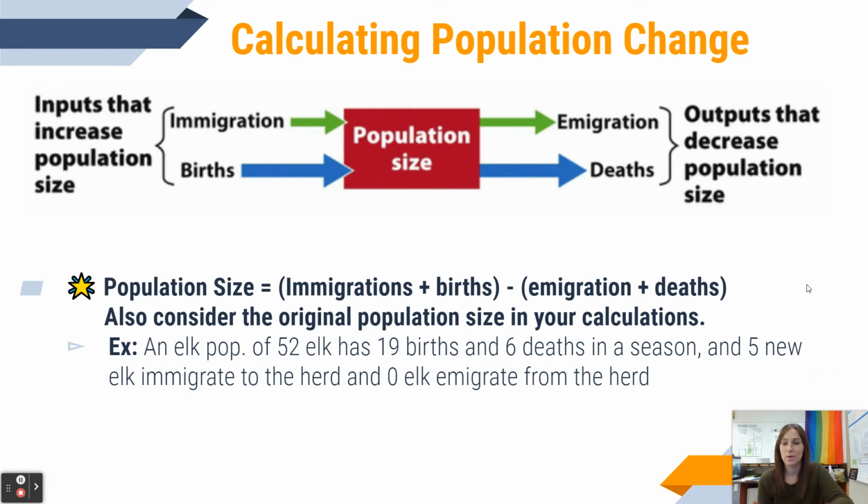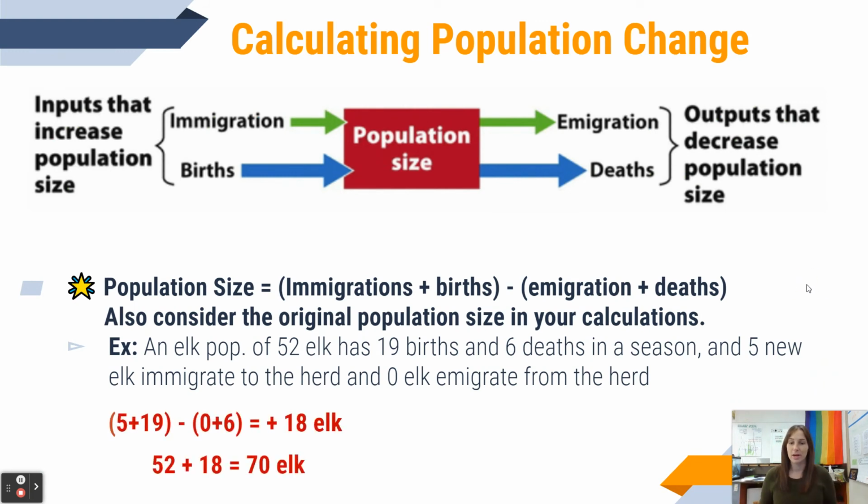And that is going to be doing the math here. So if we had 5 immigrations plus 19 births, that's in the first parentheses, and you're going to subtract. We had 0 emigrate, but we had 6 deaths. So when you do all that out, it's going to be plus 18 elk. Remember, our original population was 52 elk. So when you add 52 plus 18, you now have 70 elk as the new population size.